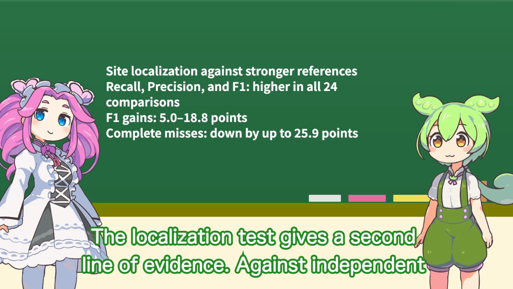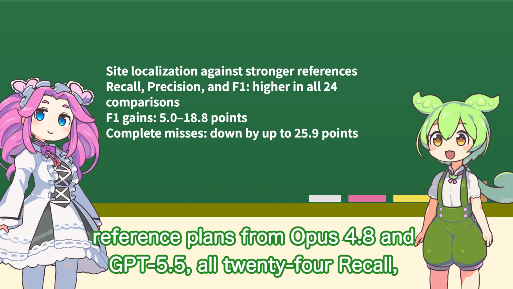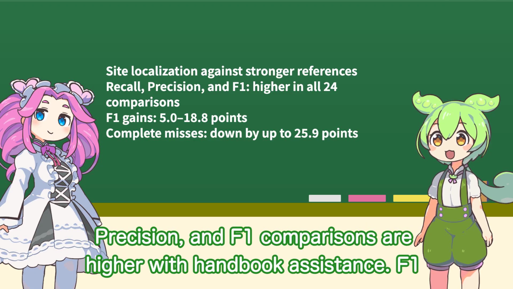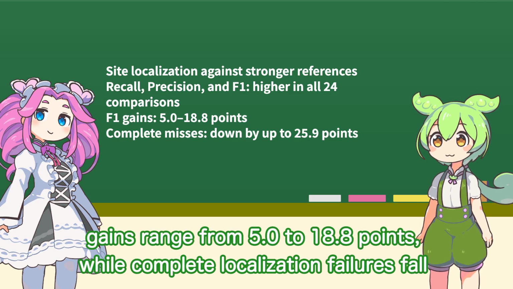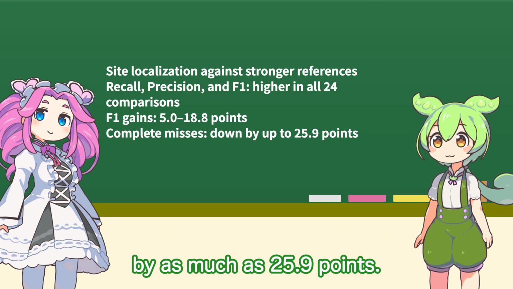The localization test gives a second line of evidence against independent reference plans from Opus 4.8 and GPT 5.5. For recall, precision, and F1, comparisons are higher with handbook assistance. F1 gains range from 5.0 to 18.8 points, while complete localization failures fall by as much as 25.9 points.